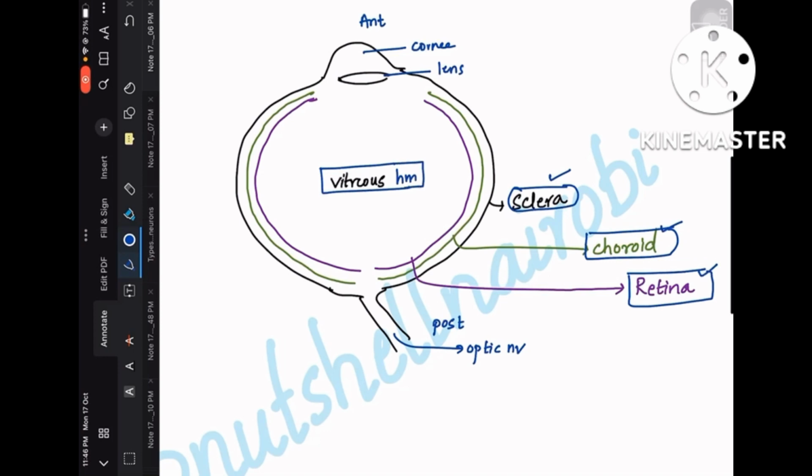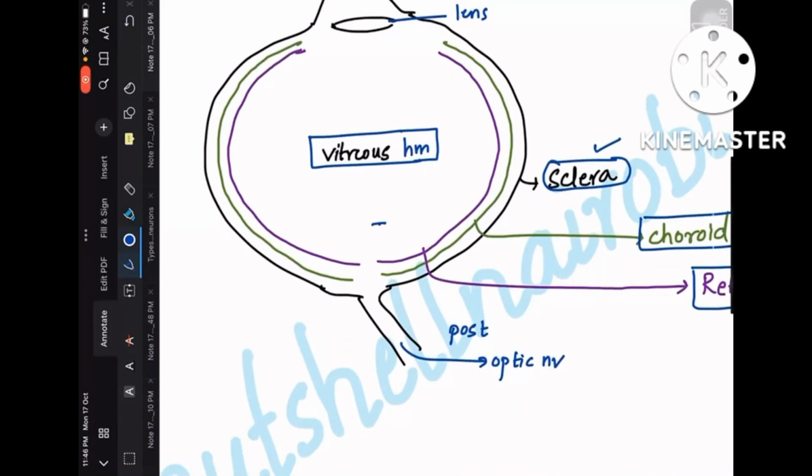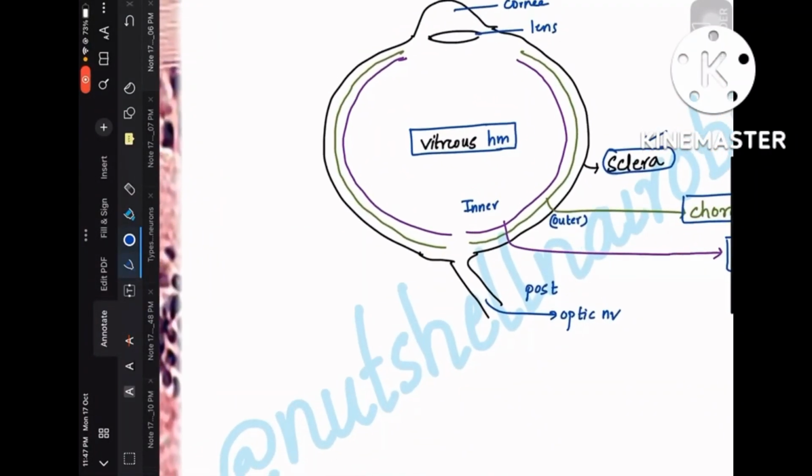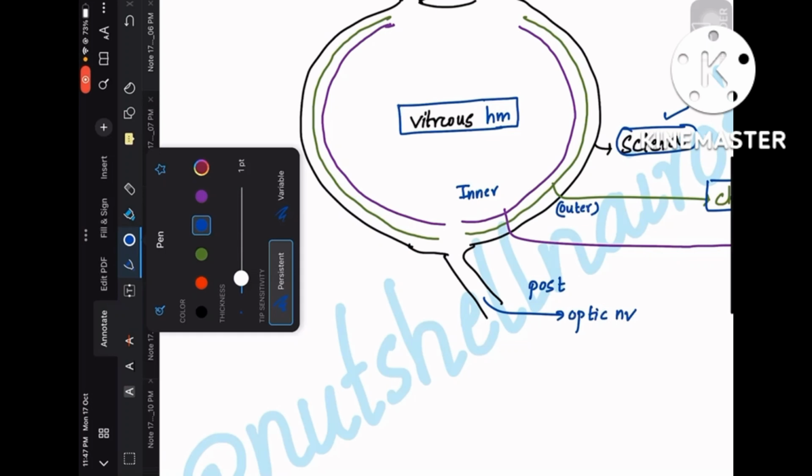Okay, so when we discuss about the eye, inner and outer terminology is most important. So inner side you have this retina, whereas outer side you have this green color layer, that is choroid, right? Outer side you have this sclera and choroid, whereas the inner side you have this retina. Now that you have understood this orientation, let me enlarge only this zone for you.